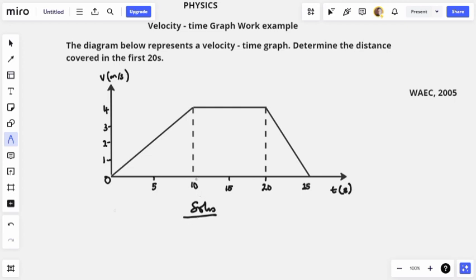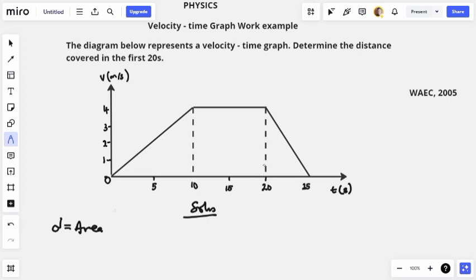Now, we have to find the total distance covered in the first 20 seconds. That's the distance covered from 0 to 20 seconds of the motion. So, as usual, we know that distance covered is always equal to what? Area under the graph. And then they said the first 20 seconds, that means we are not considering the total area of the graph. We are only going to consider the area and stop at the 20 seconds mark, which is here.